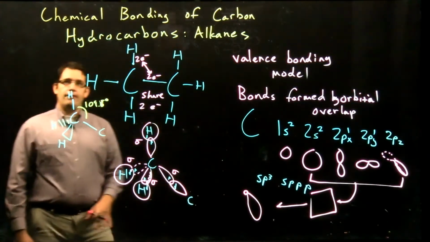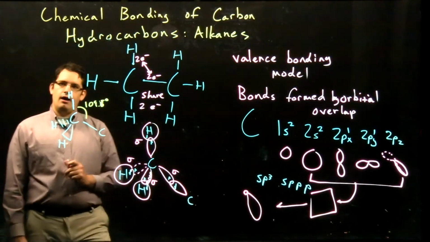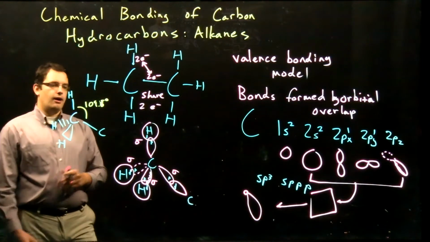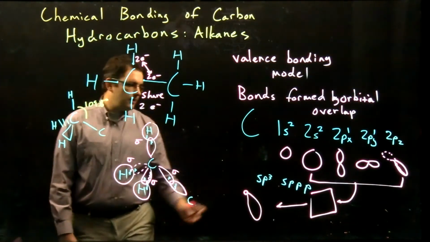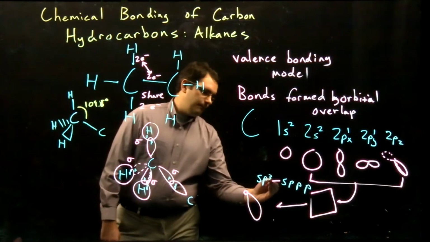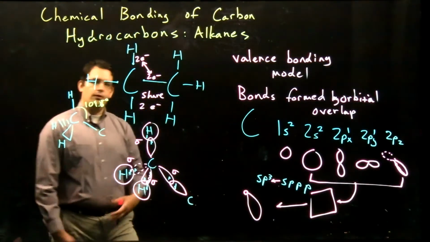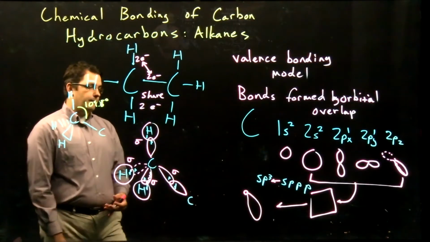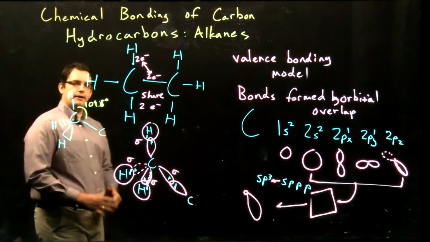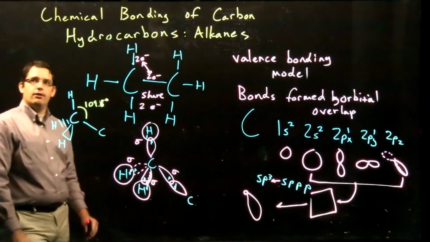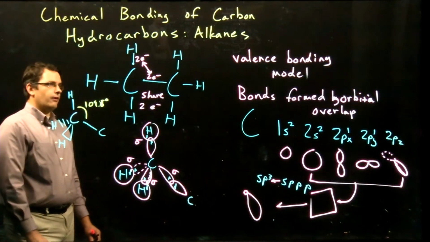So here now we have our picture of our carbon bonding for our alkanes. We're forming these hybrid sp3 orbitals. That's just named from the fact that we have one s orbital and three p orbitals getting mixed together. We use that to make our four different bonds, each at that tetrahedral 109.5 degree angle.